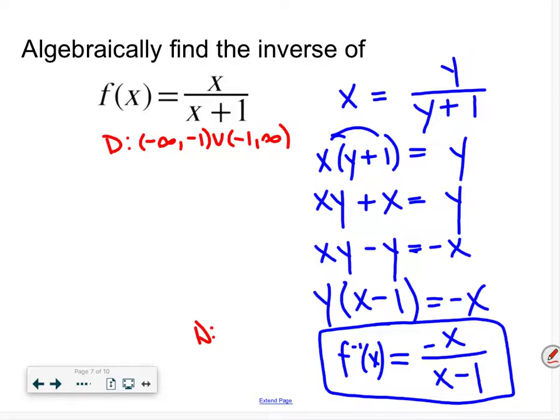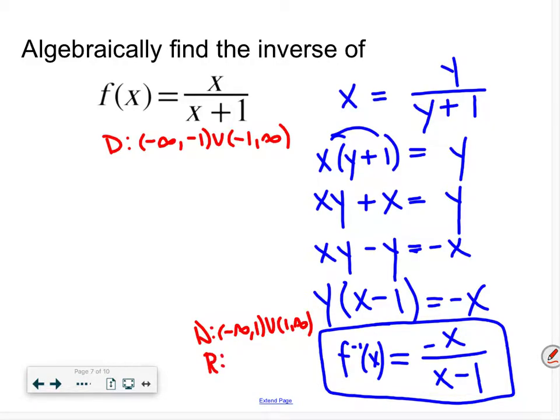We can easily identify the domain of this rational function because we have a denominator, right? Kaylin, what do we need to exclude from our domain? Whatever makes it 0. Okay, and in this case, what is it? 1. All right, so our domain, everything except 1.